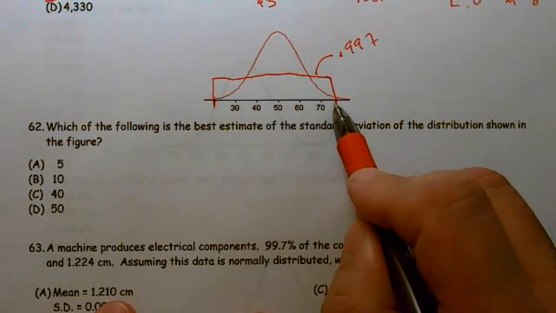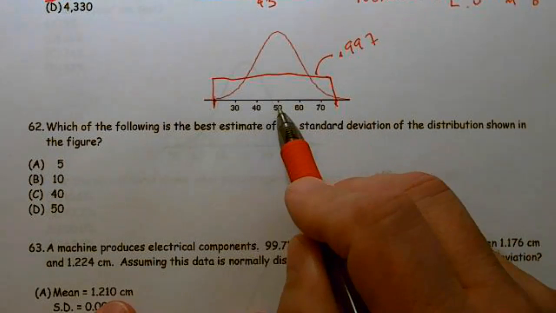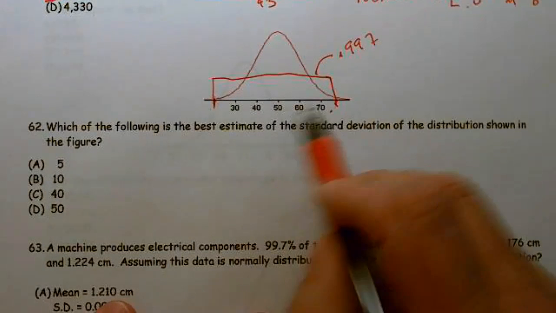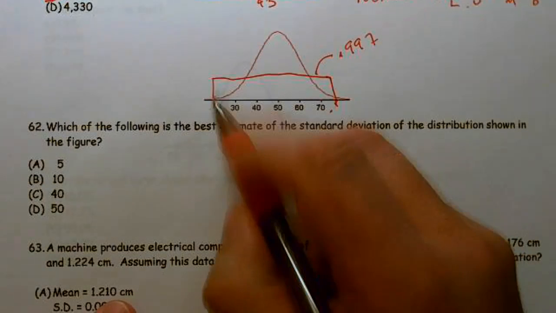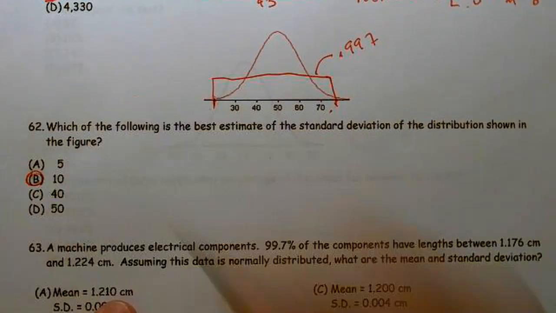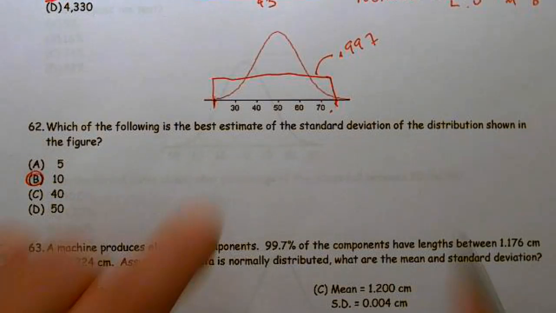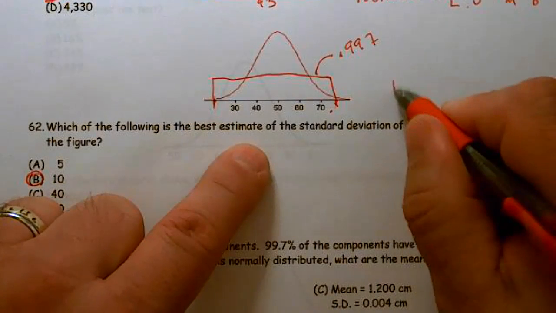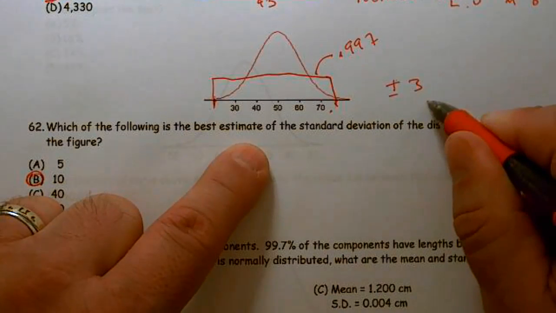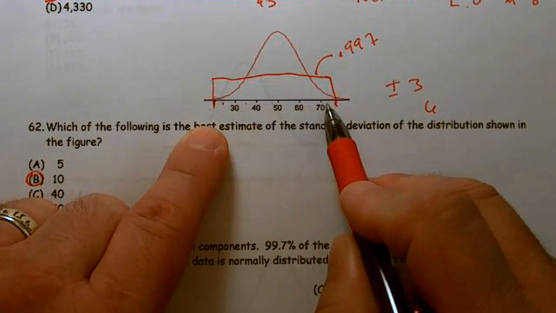1, 2, 3, 1, 2, 1, 2, 3. So the difference between them happens to be 10. Because it looks like I have a difference of 10 all the way down and all the way up, my standard deviation is 10. Please remember, it's essentially going to be plus or minus 3 standard deviations, which means plus 3 and minus 3 gives me 6 standard deviations. So 1, 2, 3, 4, 5, 6.